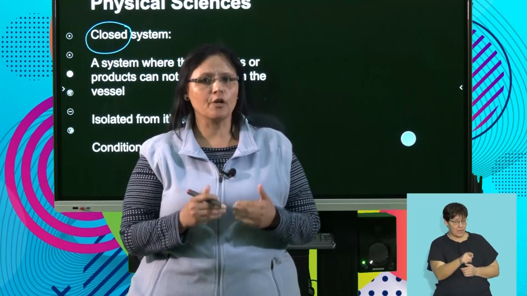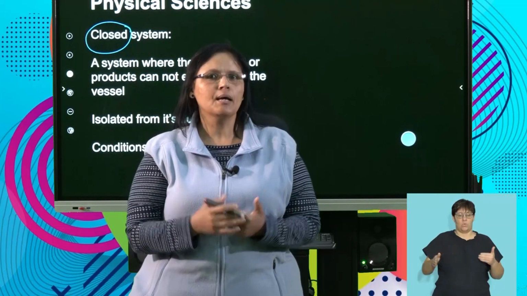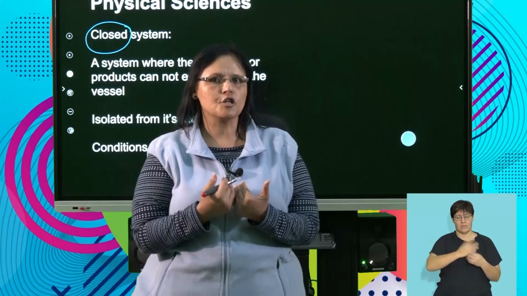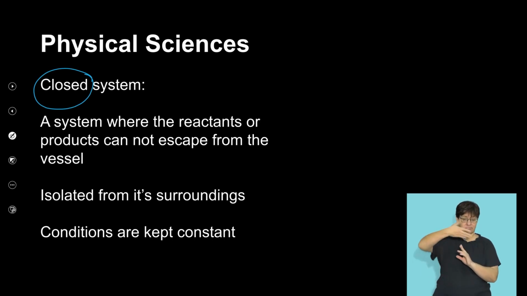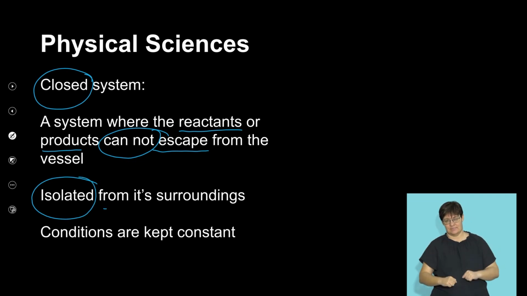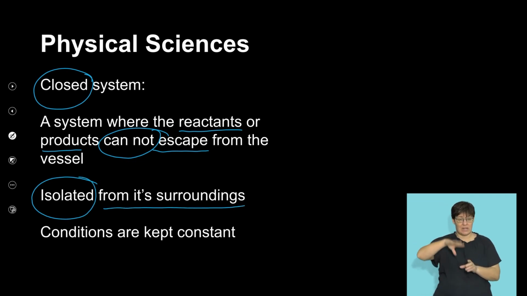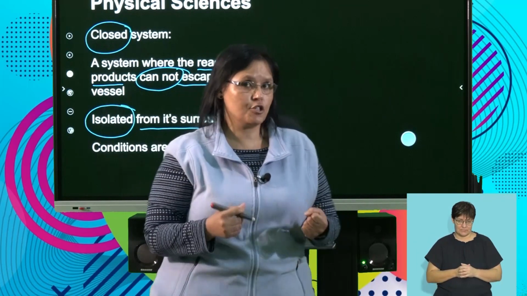But just remember, we can also have a closed system as a system that is physically closed, meaning that the vessel is closed to make sure there's no contact with the surroundings. A closed system is where your reactants or your products cannot escape. Even if there's a gas that's forming, it's said to be an isolated system because it's not interacting with the surroundings. And because it's not interacting with the surroundings, it basically means that your variables remain constant during the experiment.